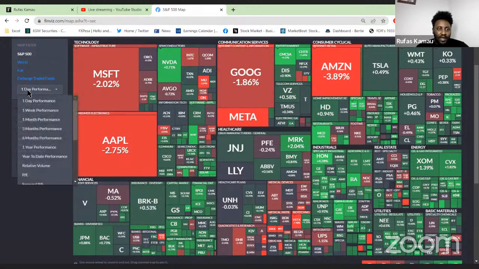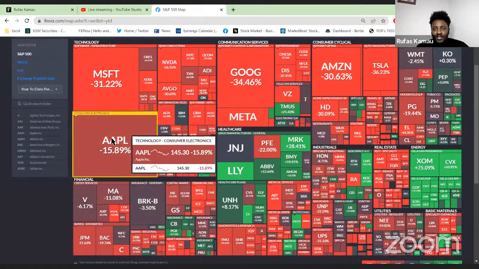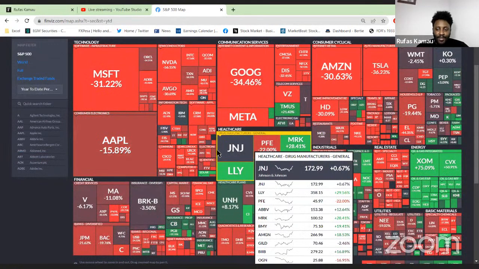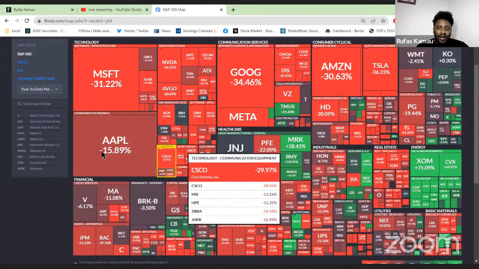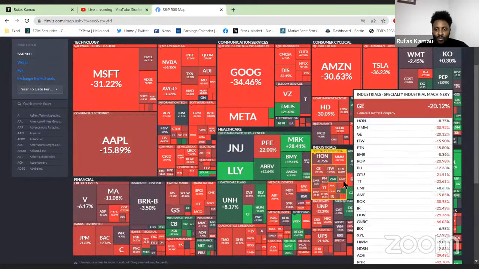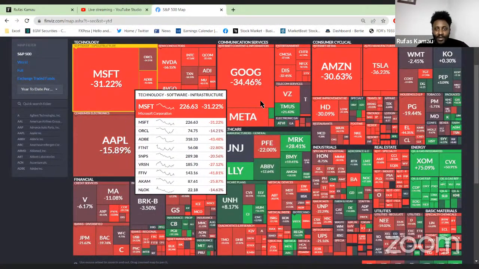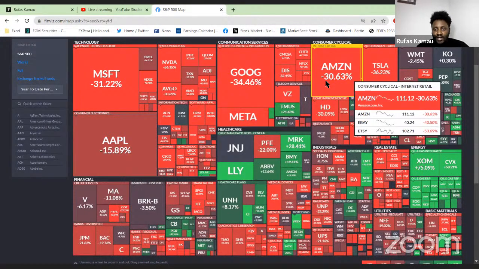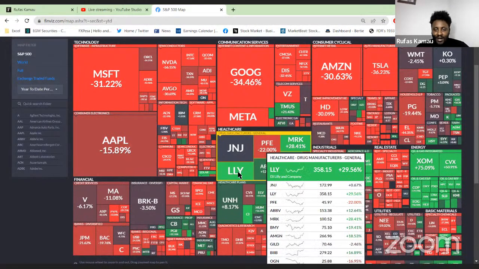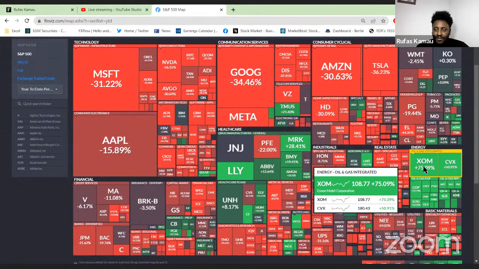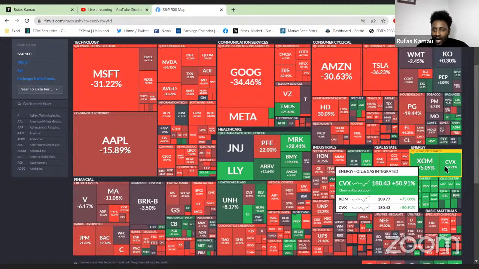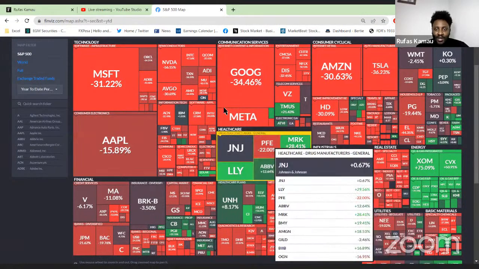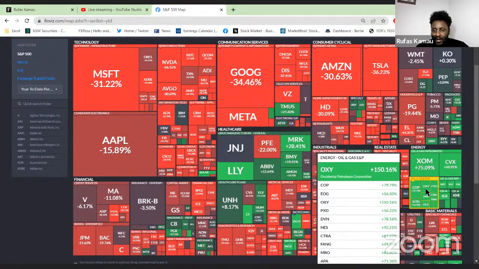So you're able to tweak the period at which you observe the index. For instance, if you look at the year-to-date performance, this is the performance of these stocks since the beginning of the year, that is 1st January. Then you can get an overall view of how the S&P has performed. Here you can see Microsoft is down 31%, Google 34%, Amazon 30%, and so on. While some other companies are in the green, like Lilian up 29%, ExxonMobil up 75%, Chevron up 50%. Some other companies have really outperformed the markets, like Occidental Petroleum, which is up 150%.